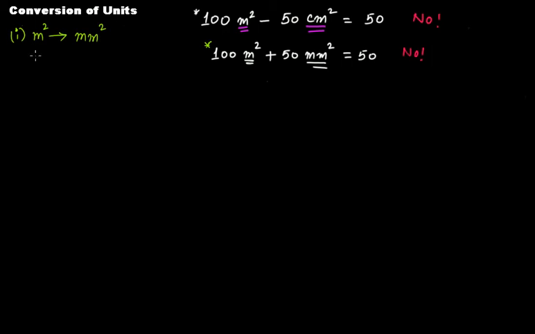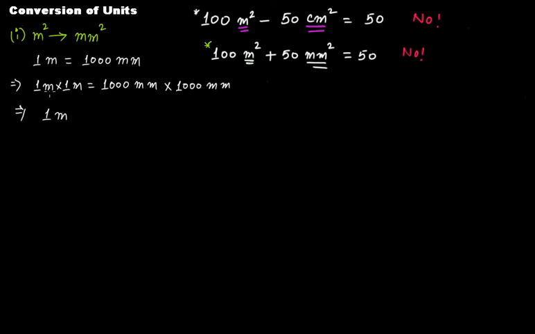Now we know that 1 meter is equal to 1000 millimeter. We know this one. So if we square both the sides, 1 meter times 1 meter is equal to 1000 millimeter times 1000 millimeter. We have simply squared both the sides, that is, you multiply both the sides 2 times. So this becomes 1 meter square is equal to 1 followed by 6 zeros millimeter square.